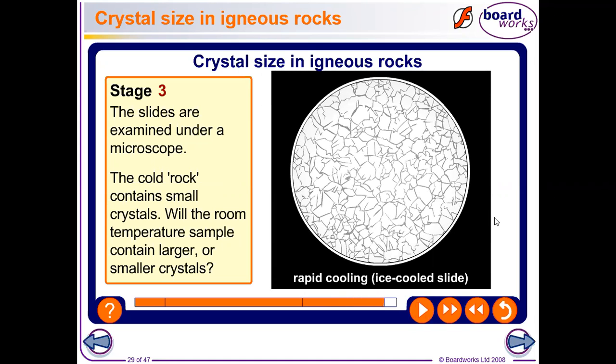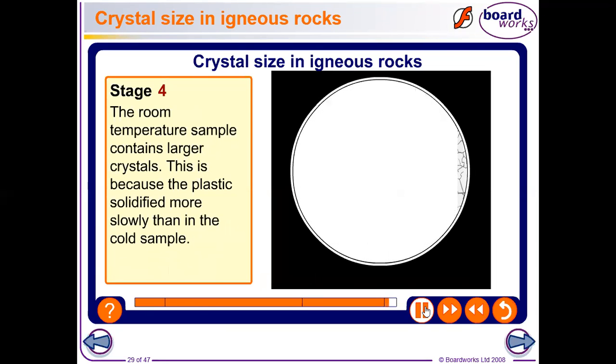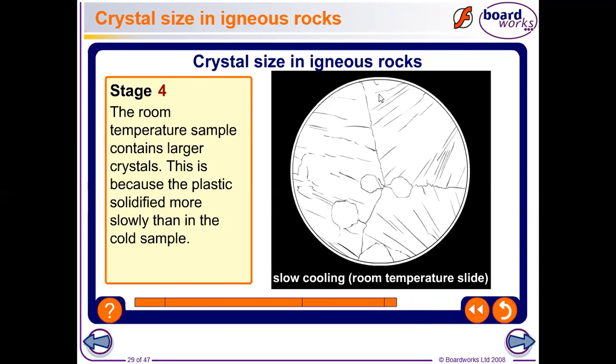So this is the slide that cooled faster. You can see that it contains more crystals, but they are so small. Many crystals. If you compare it to the one that took longer to cool down, can you see how big the crystals are now? Yes. That's why we can see more of the minerals that make up a rock in intrusive rocks, because they took longer to cool down.